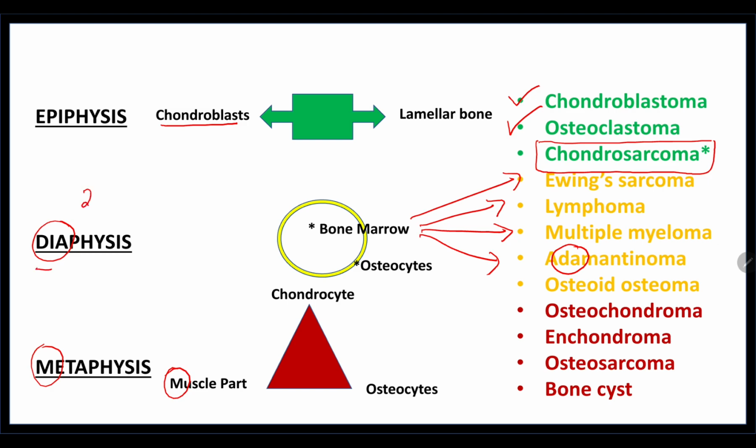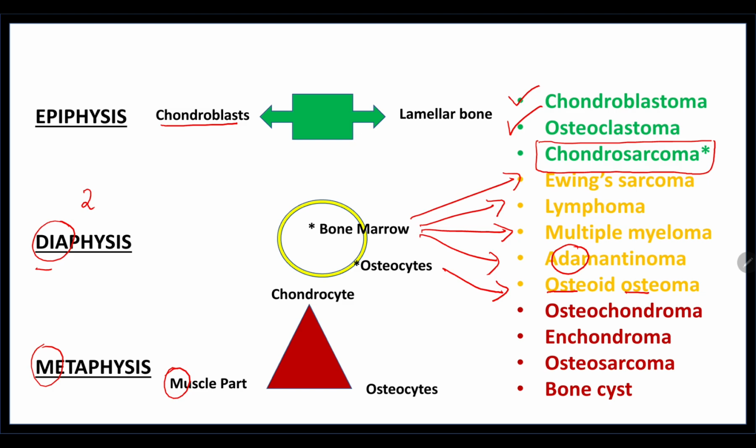Di means two. So, in osteoma, the ost is repeating twice. So, we'll consider this osteoma to be a tumor in the diaphysis. Then coming to metaphysis. In metaphysis, we have three components. So, muscle component, chondrocyte, and osteocyte.